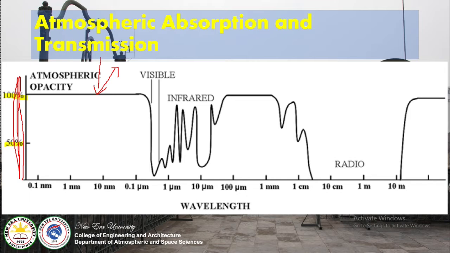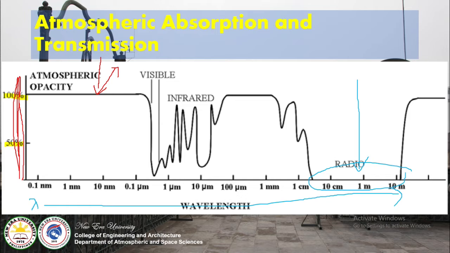For example, here in radio, from this part of the wavelength, the atmospheric opacity is zero. It means that those wavelengths coming from space go through to the ground. This is from gamma rays to radio waves. Now, the regions that are easily transmitted to the ground by the Earth's current oxygen-rich atmosphere are the visible, the near infrared, and the radio waves. So these are the wavelengths that can go through the atmosphere.